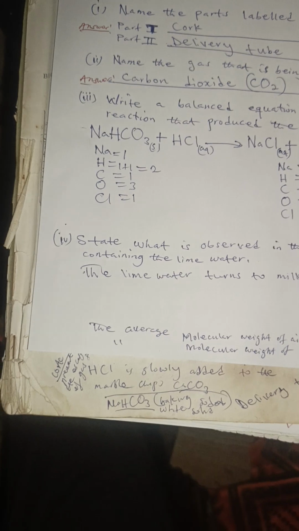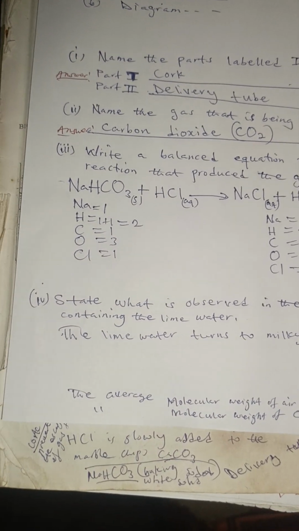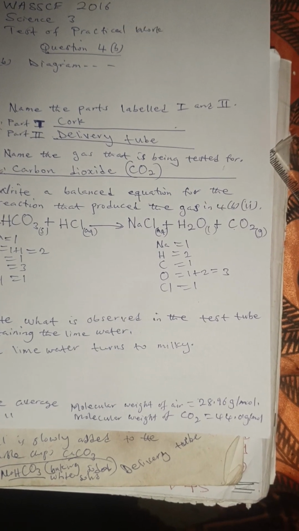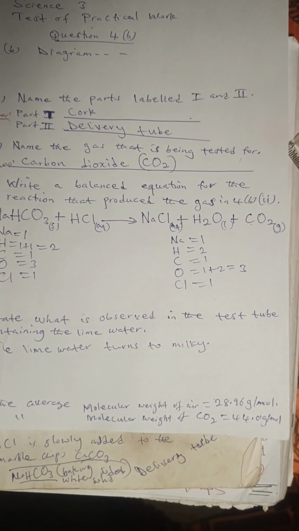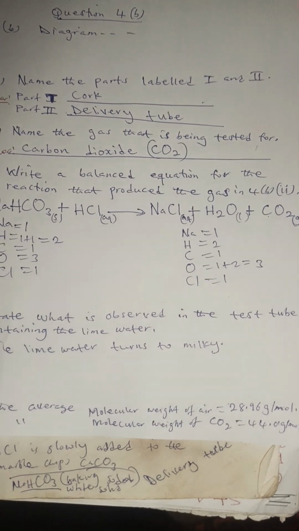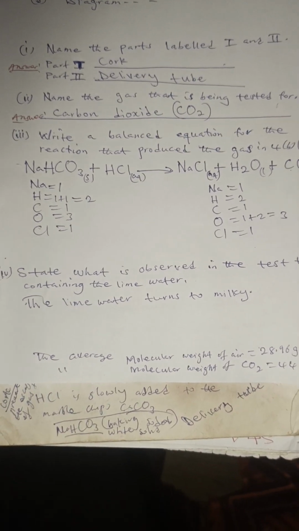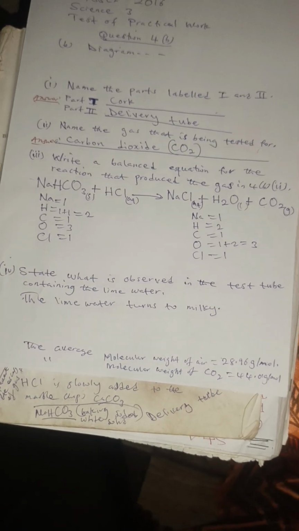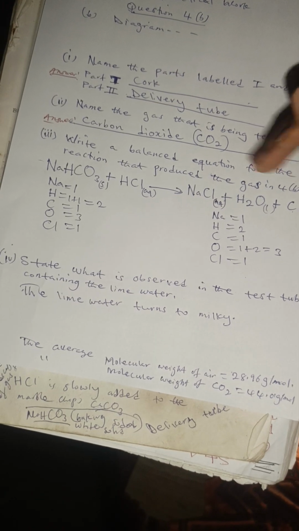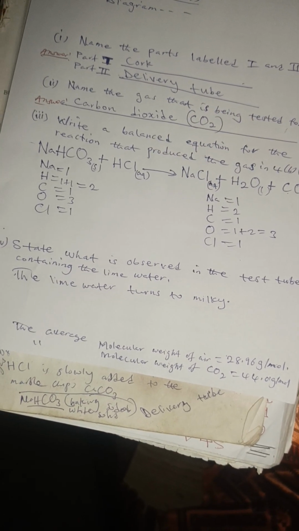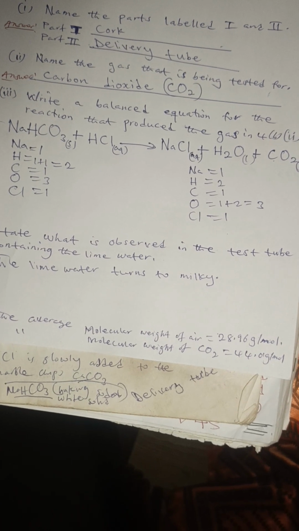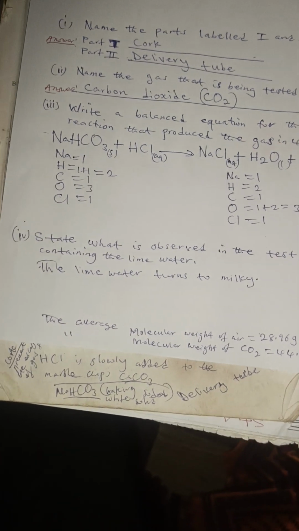You have seen the answers. You saw the question earlier. From the diagram, the parts are the cock and the delivery tube. The name of the gas is carbon dioxide. From the chemical equation we have seen it, and this is a balanced chemical equation for the preparation of this gas using sodium bicarbonate. So the test for the gas, the lime water turns milky.